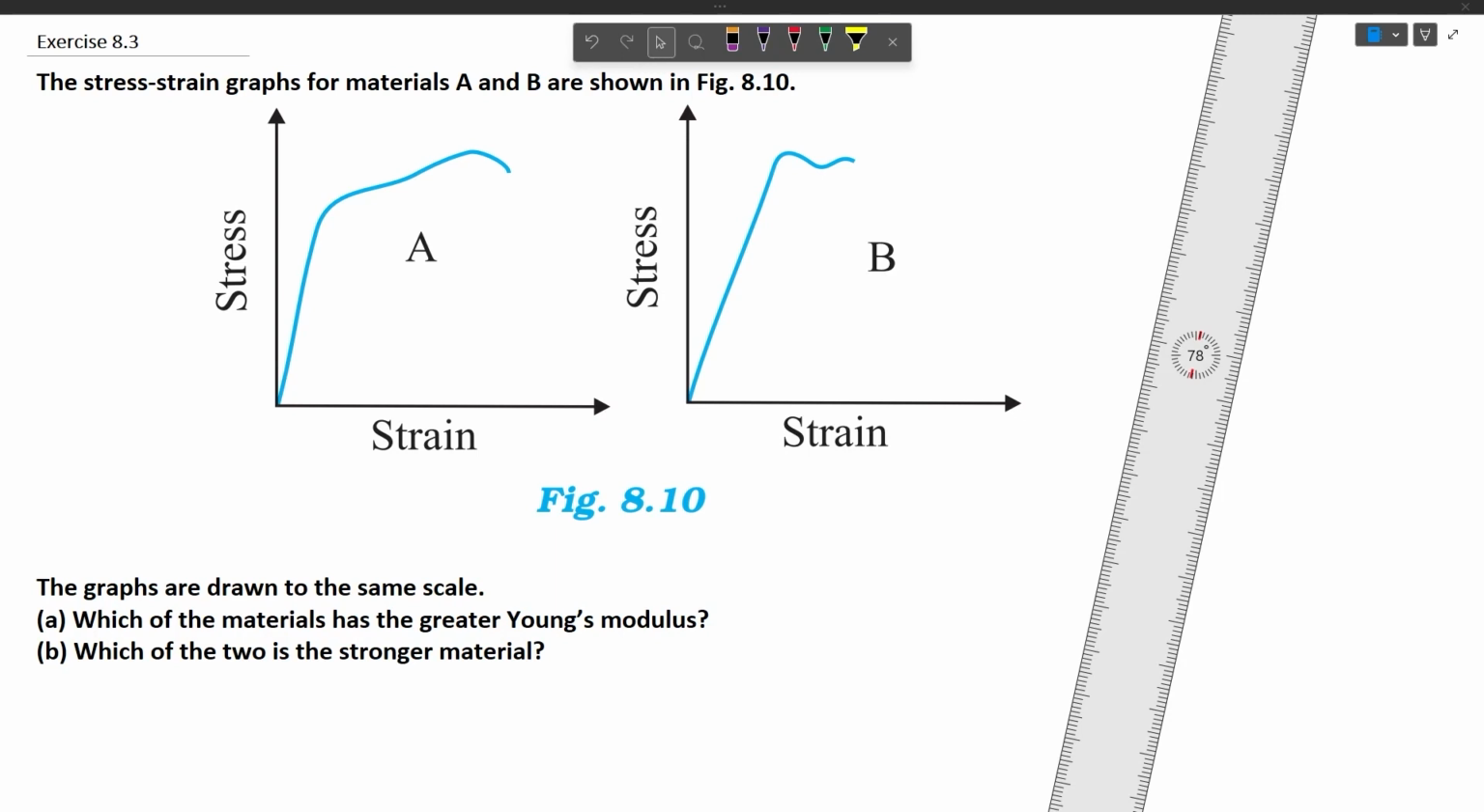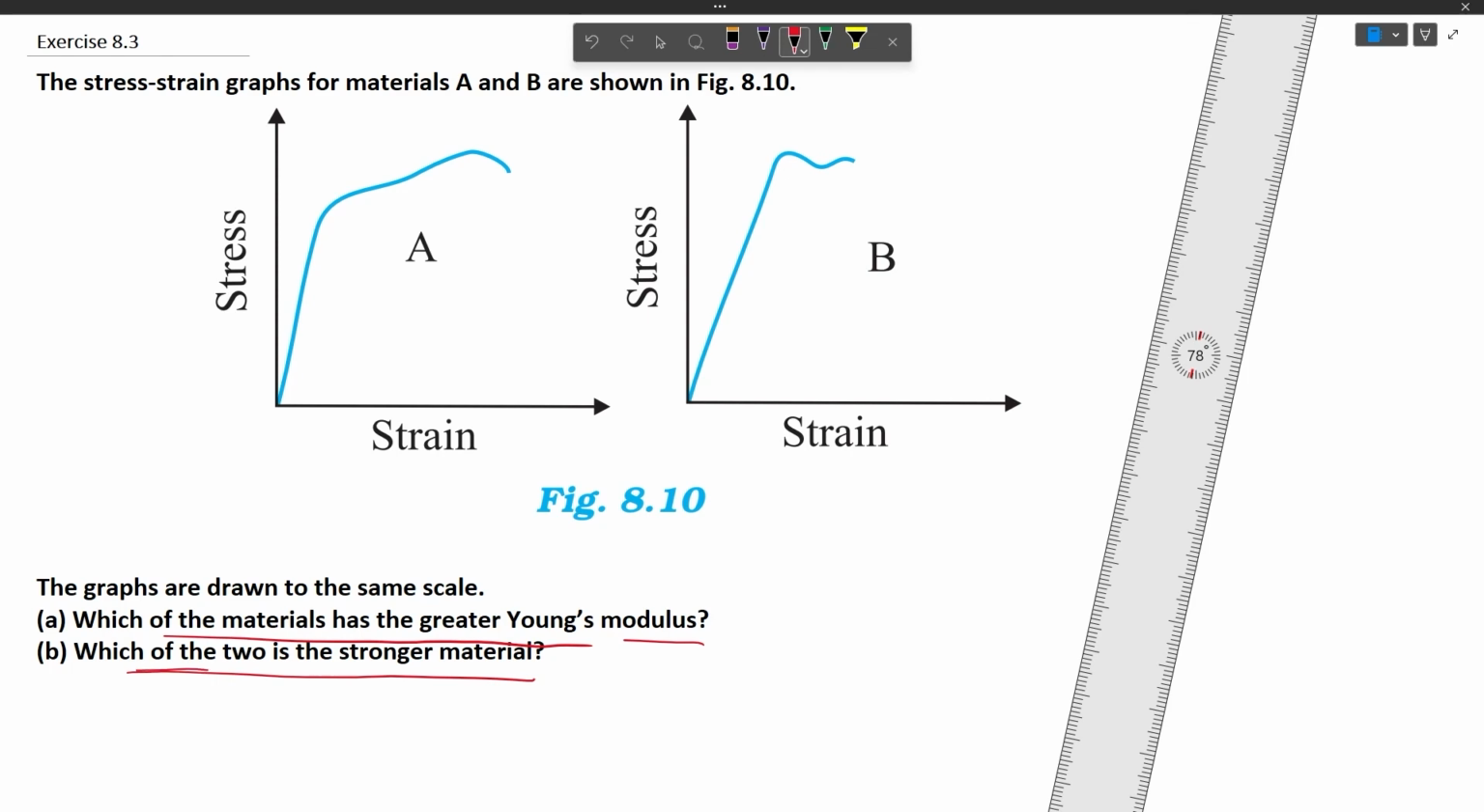The question says that the stress strain graphs for material A and B are shown in figure 8.10. There is this figure, and the graphs are drawn to scale. We have to find out which of the materials has a greater Young's modulus and which of these two materials is the stronger material.